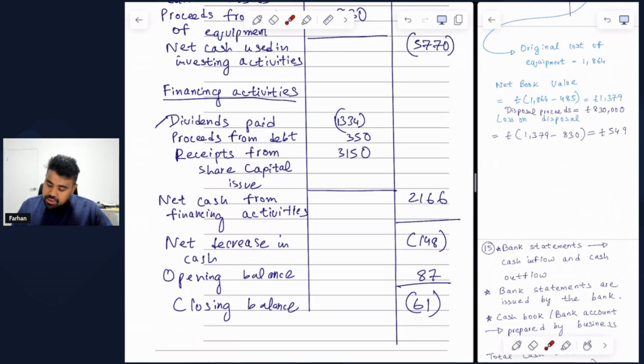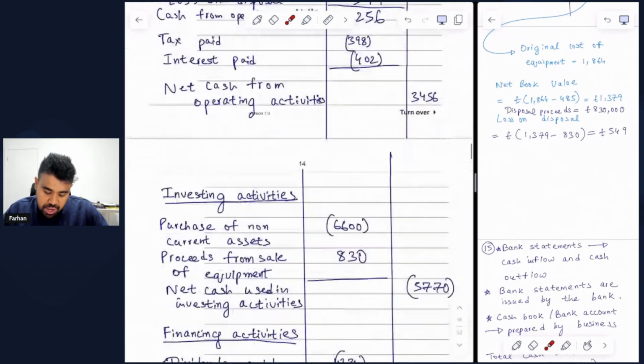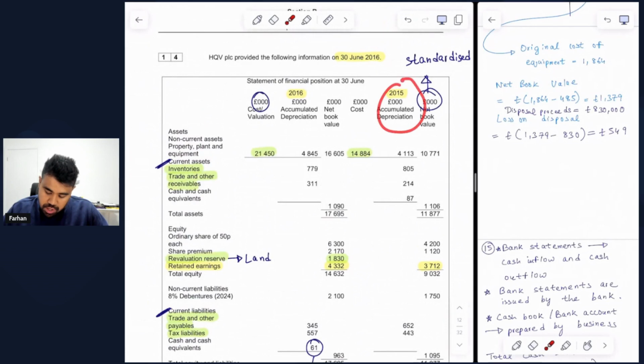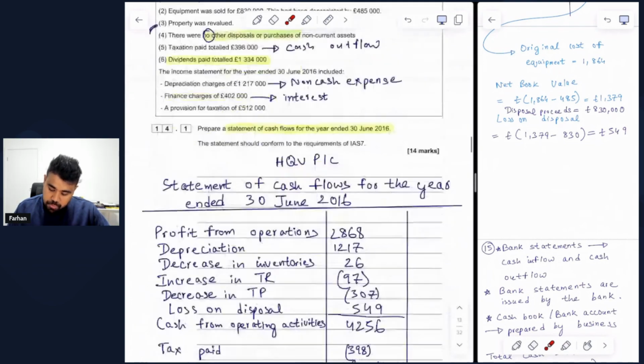Now, the opening balance of £87 is what I'm adding here. So where did I get this from? This opening balance of £87 should be the closing balance from 30 June 2015. So if you check the statement of financial position, you will see that at 30 June 2015, cash and cash equivalents had a balance of £87, which definitely should be the opening balance when it goes to 1 July 2016. So that is what we have done here.